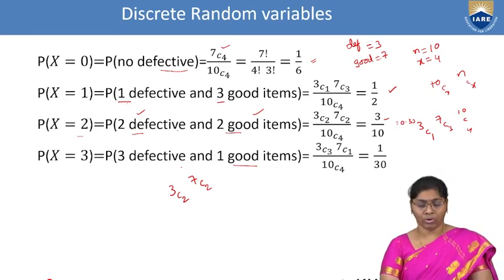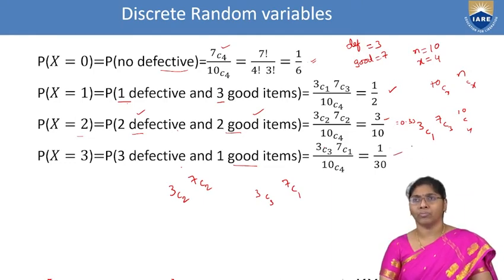It is 4. Okay. Here 3 means 3 out of 3 defective items. Here 7 good items, out of which we are selecting 1, 7C1. That's why we are choosing like this. 3C3 into 7C1 by total observations 10C4. The calculation part is 1 by 30. This is also between 0 and 1.